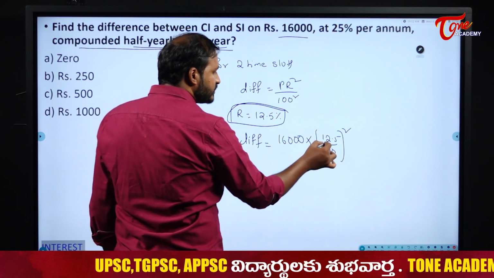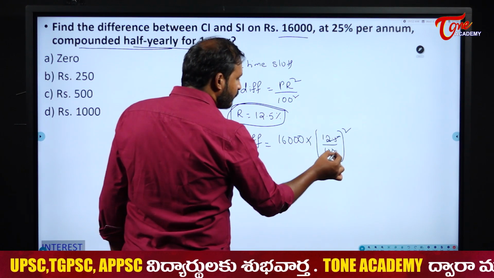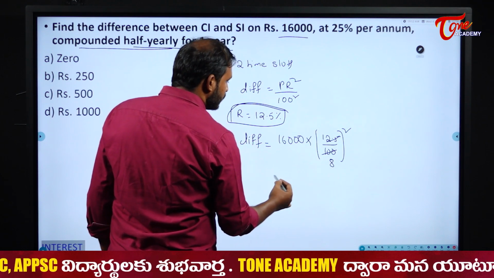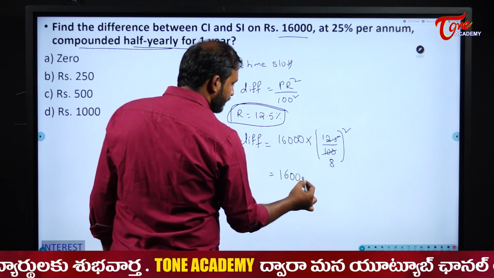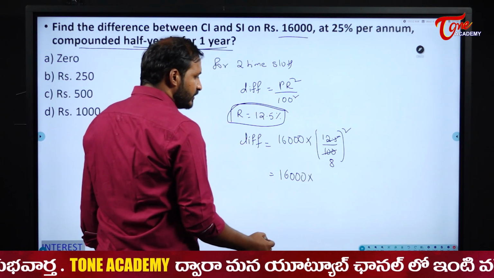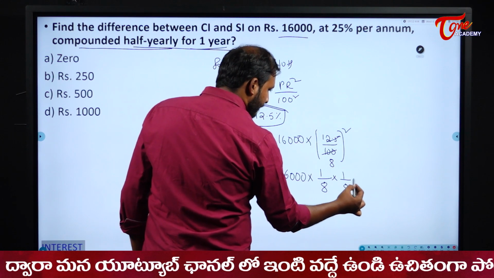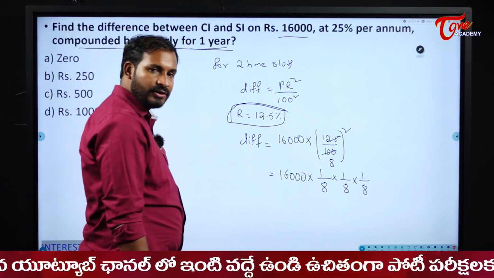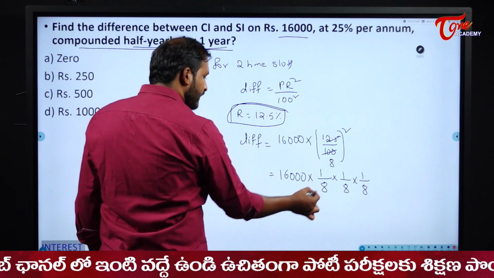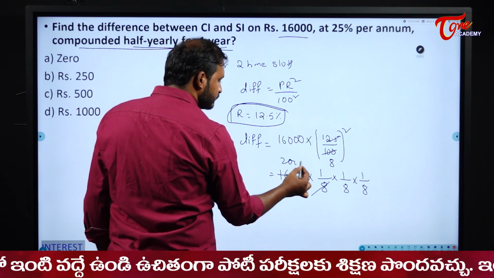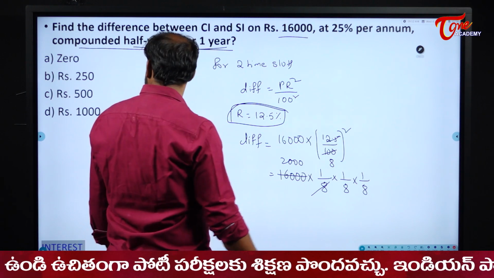So now what happens to these, students? 12.5 times 8 is 100. So this will become 16,000 into 1 by 8 into 1 by 8, cancel it. 8 ones are 8, 2000s are. Am I correct? Yes, it is correct.